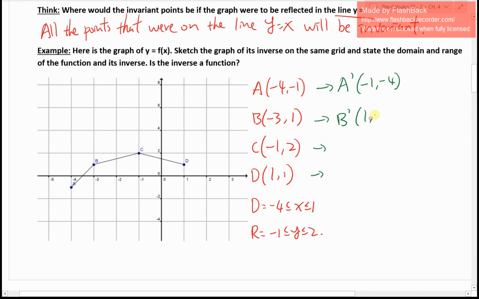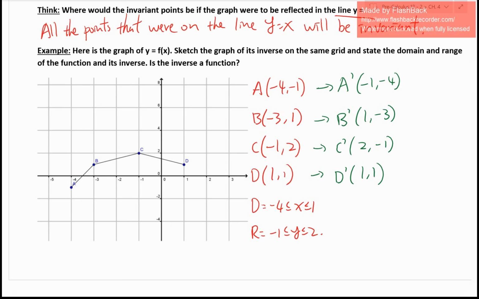B prime is going to be 1, -3. C prime is going to be 2, -1. D prime actually remains the same at 1, 1, because that is on the line of y equals x. Let's draw the graph first before we state the domain and range.